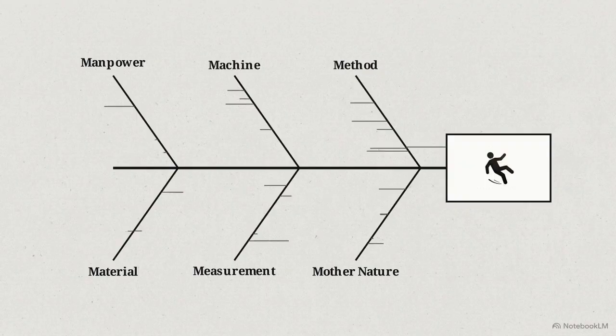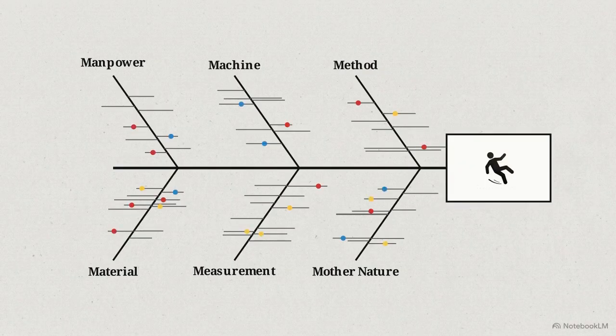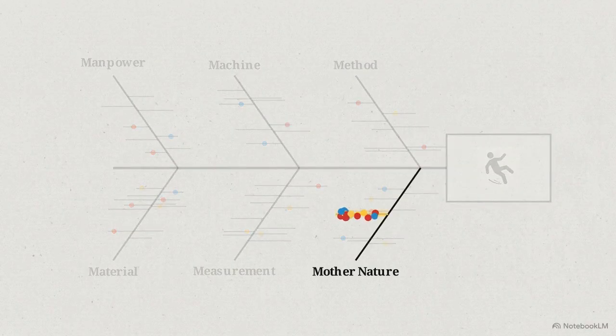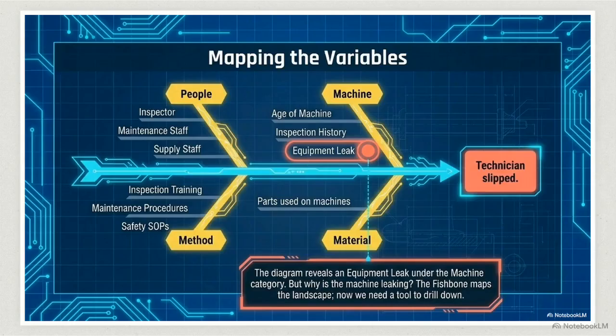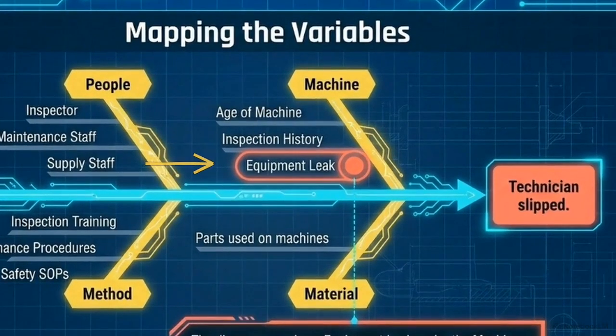To bypass this trap, teams use multi-voting techniques. By consolidating their opinions, they isolate the single most critical anomaly to investigate further. In this visual map of our case study, the multi-voting process led the team to bypass the people branch. Instead, they flagged a specific equipment leak isolated under the machine category.